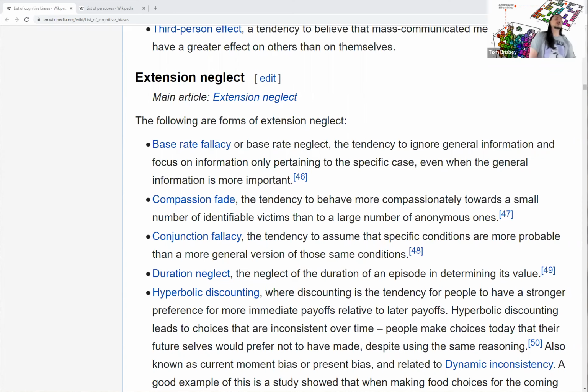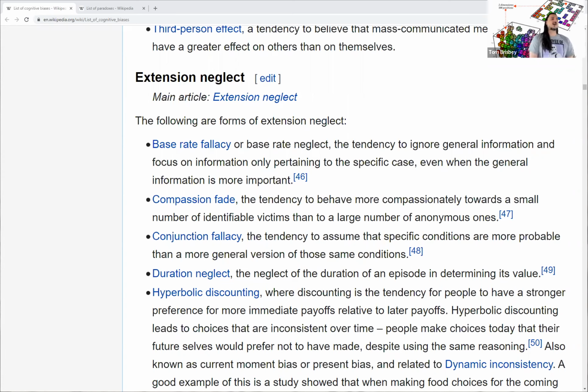Base rate fallacy: the tendency to ignore general information and focus on information only pertaining to the specific case, even when the general information is more important. Yeah, that's denying data, because the stories that you want to talk about are the better stories that make your point. And it makes your point harder to make when you look at cases that aren't the one you're looking at to prove it. That's what that bias is, the tendency to not want to do that.